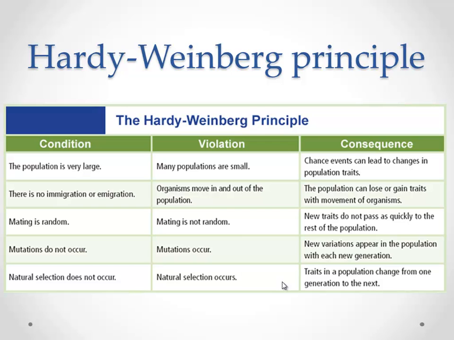The fourth condition is that mutations do not occur. We learned about that in chapter 12 in the last unit, that mutations are always occurring. And the last condition is that natural selection does not occur. And we know that survival of the fittest has to happen. So that's population genetics. All of these conditions just tell us that the genetics or the alleles are the same, but we know that doesn't work.